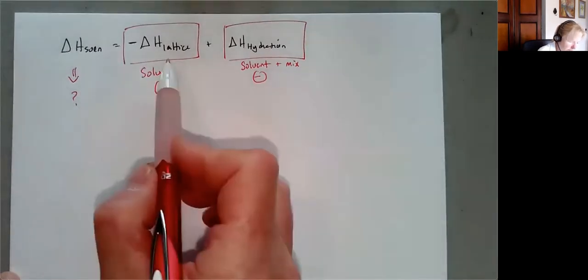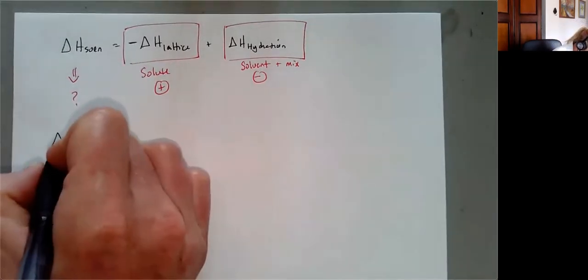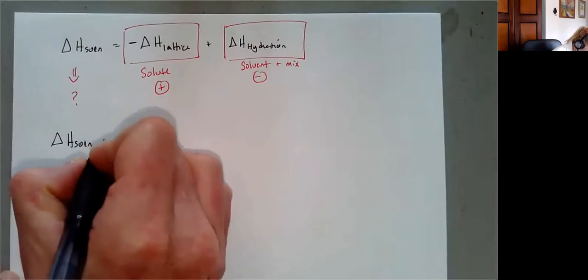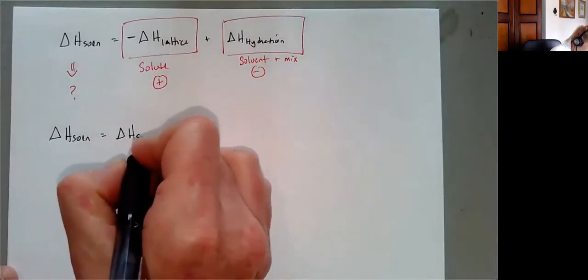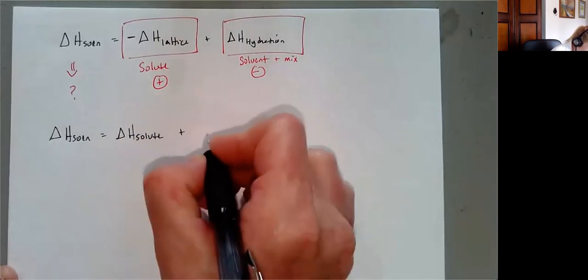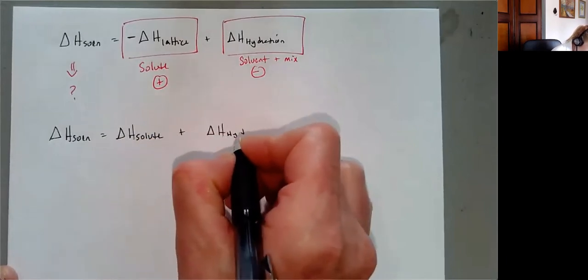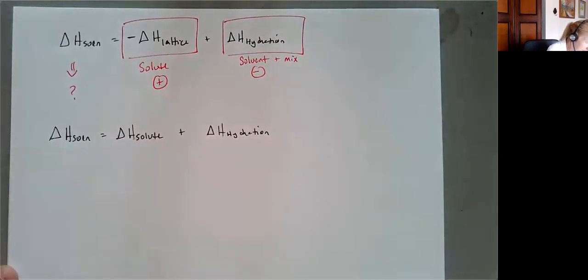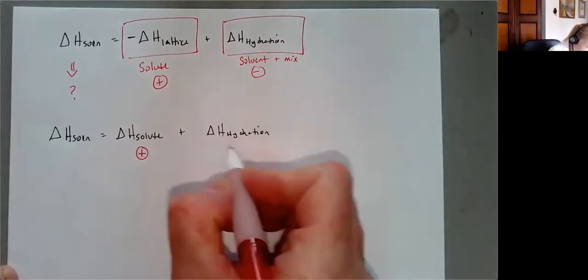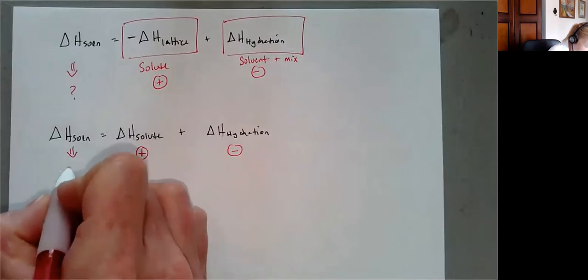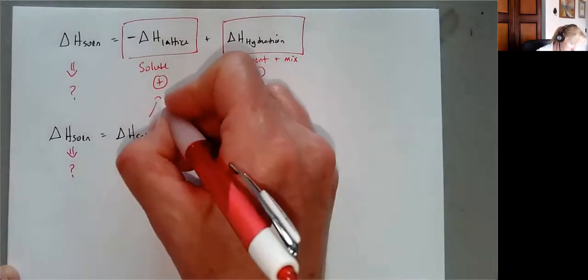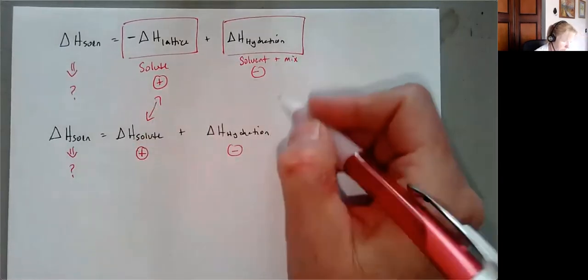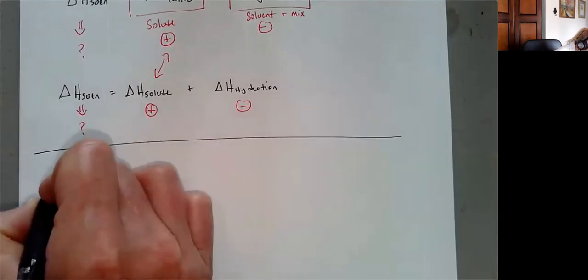So I could write it this way, or I could write it this way. So for ionic compounds, sometimes you see it written as lattice energy, sometimes you just see it written as delta H of the solute plus delta H of hydration. So both of those mean the same thing. This is still going to be positive, this is still going to be negative, this is still going to depend. So I could write, these are equal to each other. Just two different ways of writing it, and these are obviously the same. Okay, so let's look at these from a scenario standpoint.